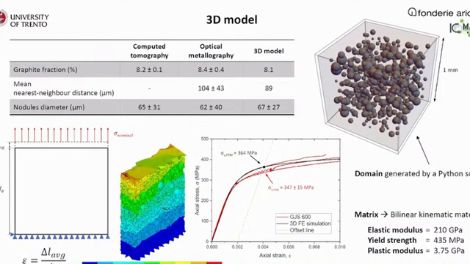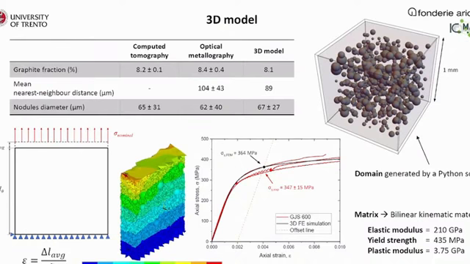So the graphite nodules were modeled as spheres with different dimensions, while the matrix was modeled as a bilinear kinematic steel, so with an elastic modulus of 210 gigapascal. Then initially we performed the simulation under axial tensile loading, as you can see in these pictures, and we tuned the elastic plastic properties of the matrix according to the experimental curves that are represented here in red. So we set basically the yield strength and the plastic modulus for the material.